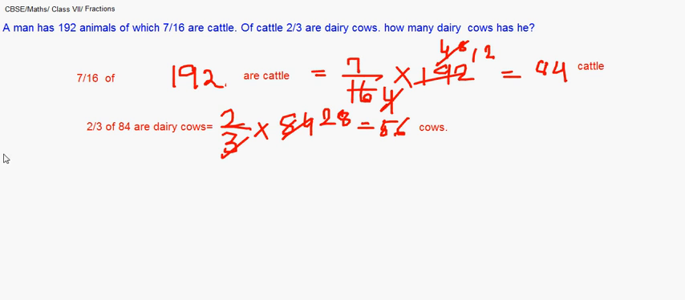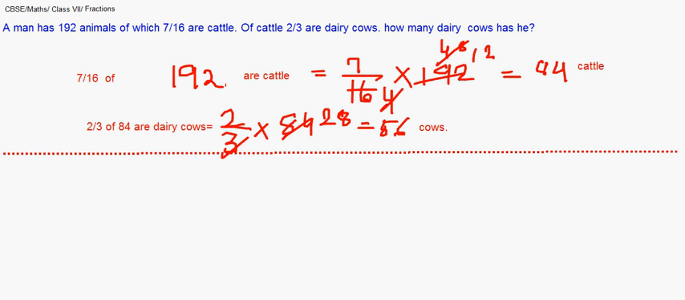I can make some space for another one, and I will write the next question here. Let me choose a random color. Okay, this is fine. It says 1 by 4 liter of milk costs ₹4. How much would 6 whole 1 by 2 liters of milk cost?